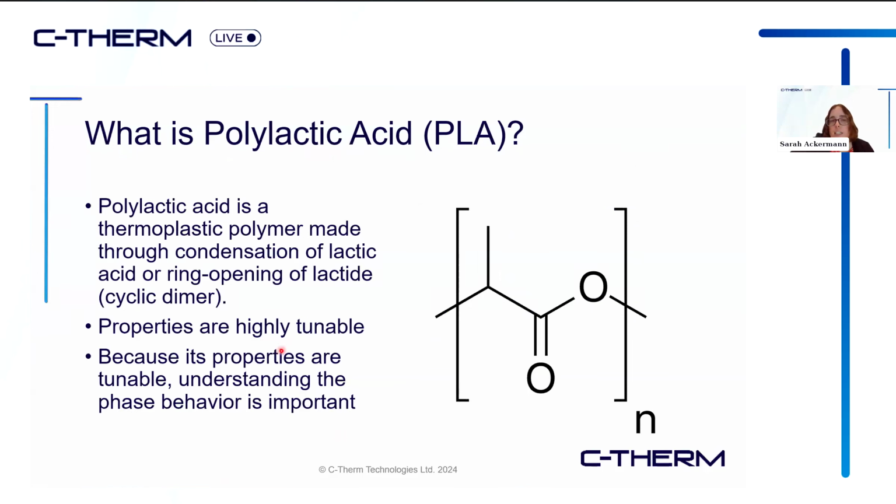So our first application that we'll take a look at for the STA system is looking at polylactic acid. It's a thermoplastic polymer that's made in two ways, really. One is just by a simple condensation of lactic acid, which looks kind of like this, only with an OH group off of here. Or you can also have a ring opening of lactide, which is the cyclic dimer of lactic acid.